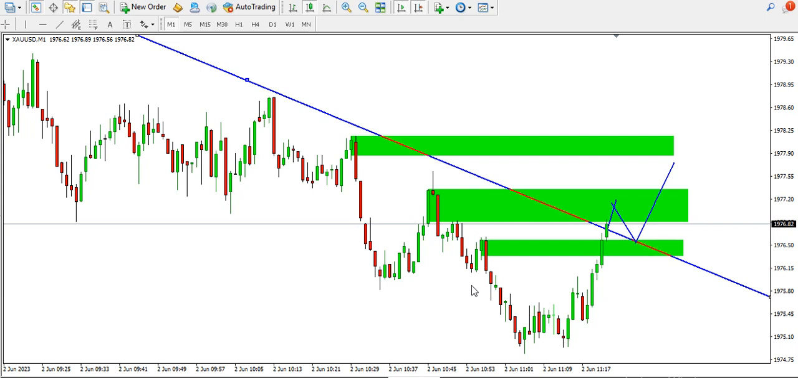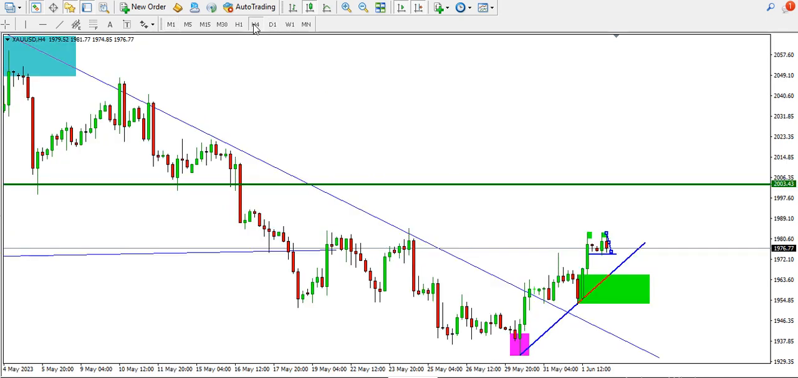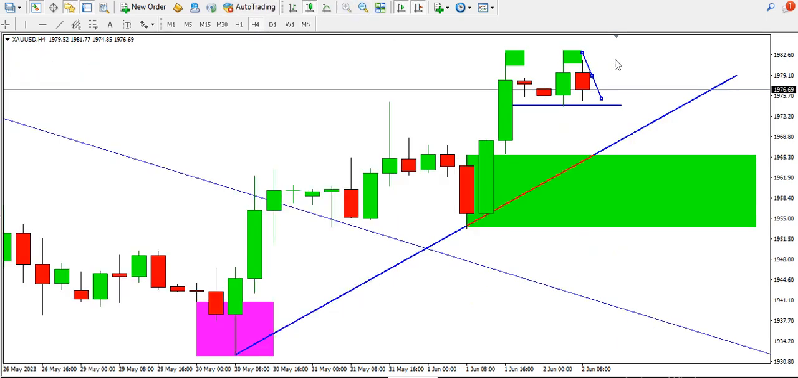All right, so that's that for the price of gold on the smaller time frames, but the overall structure for now is bullish on the 4-hour time frame. So that's that for gold.